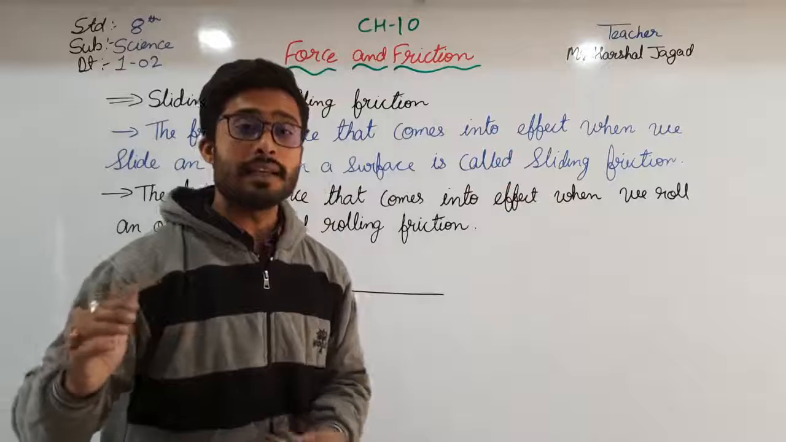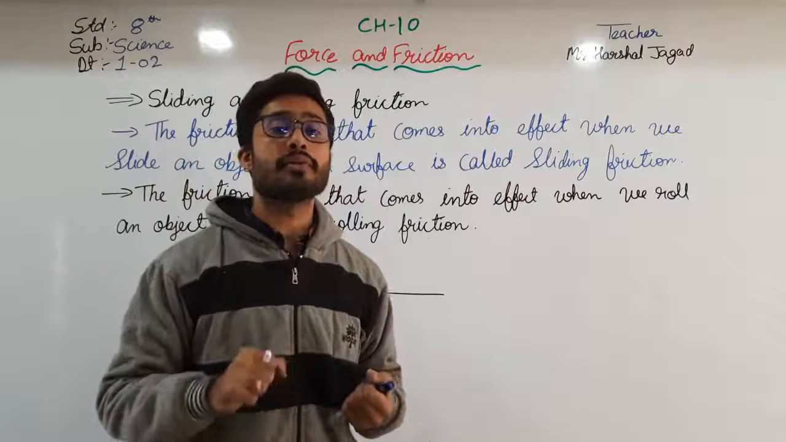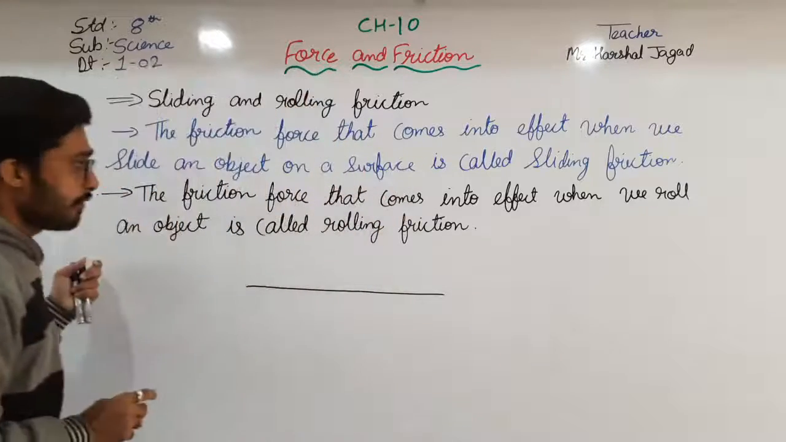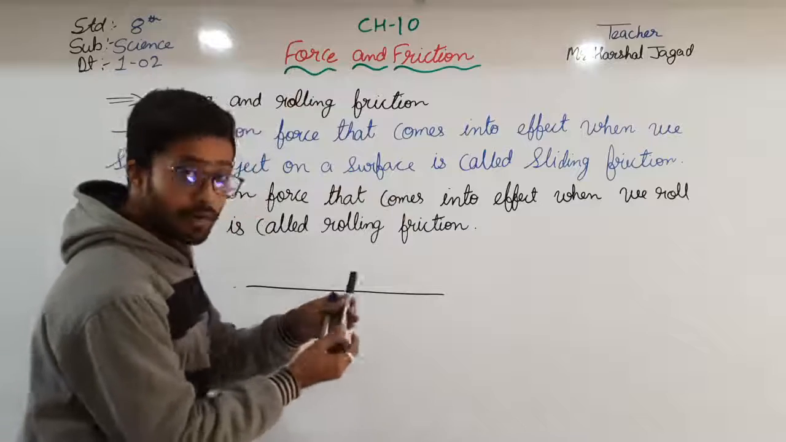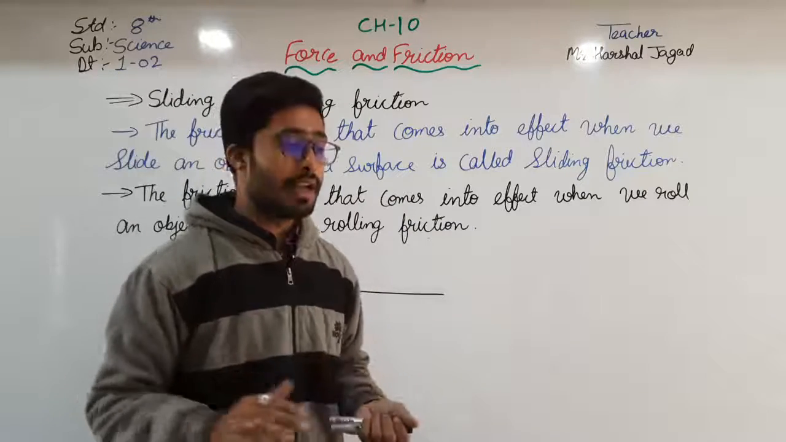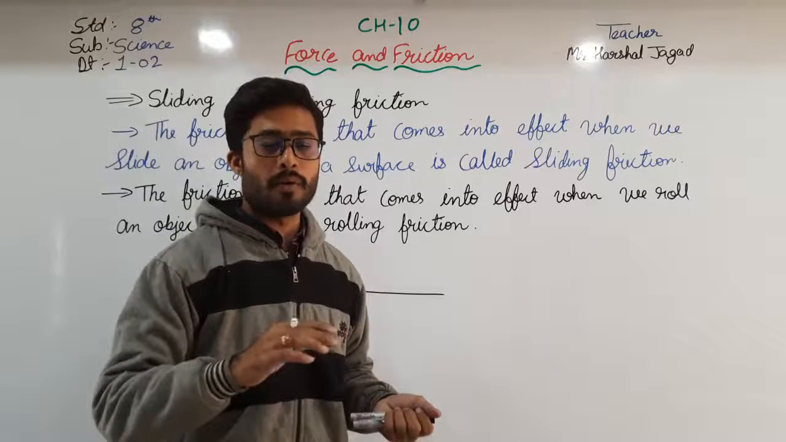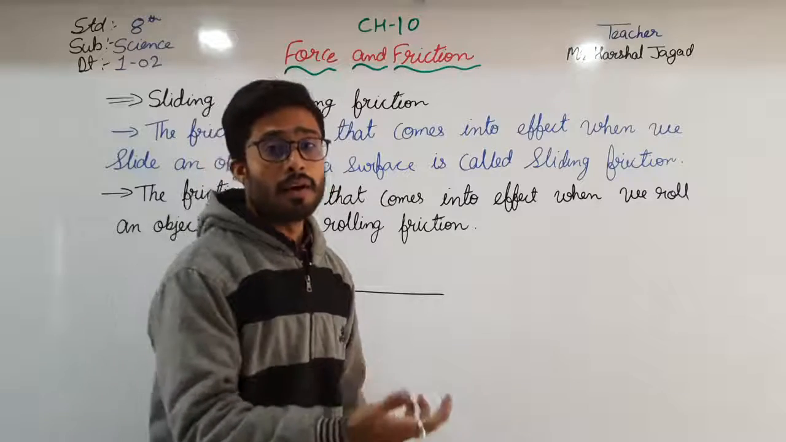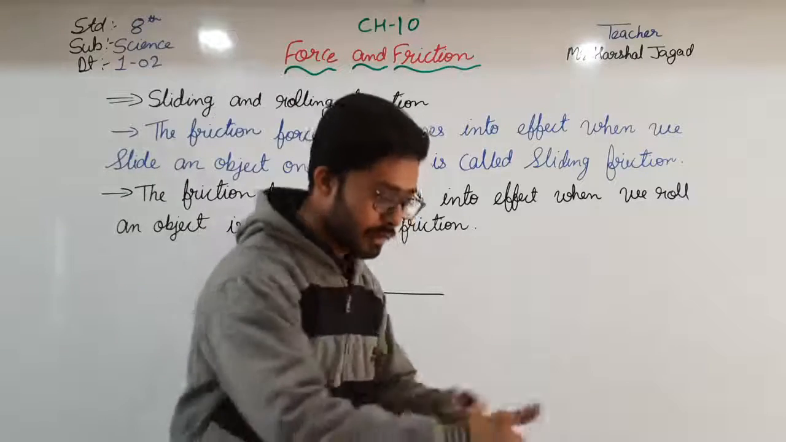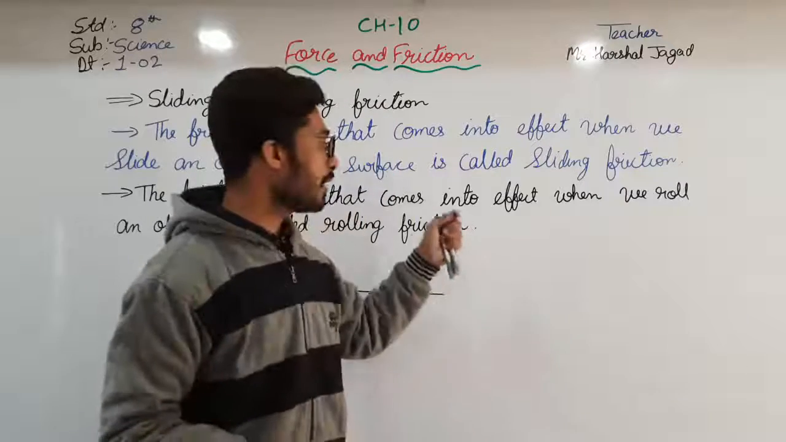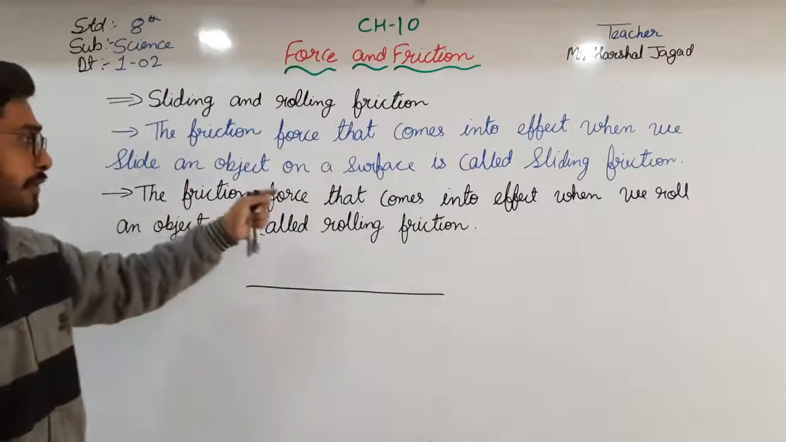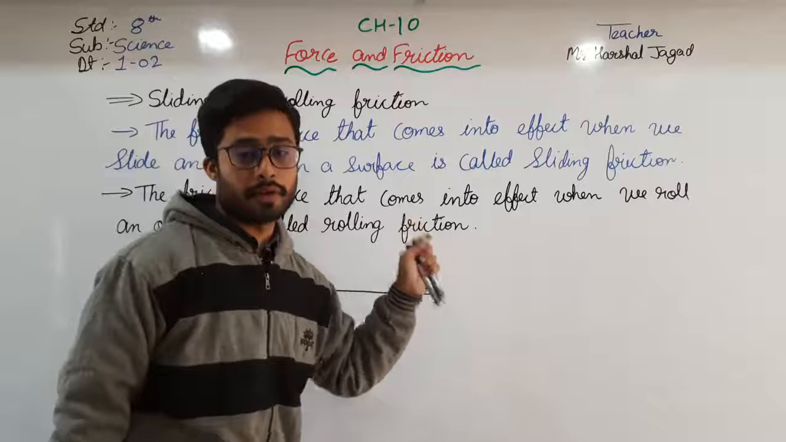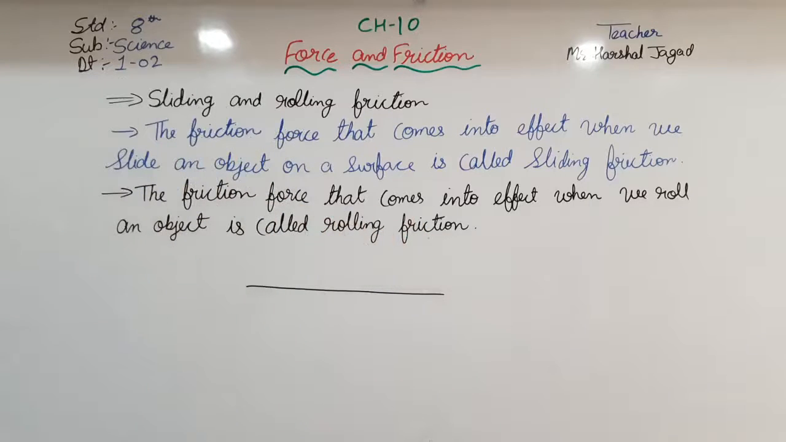Here we have seen the sliders. In Gujarati, the lasarbattis are the sliding frictions. And rolling friction is when we roll something. If there is a slope or a plane surface and I put a water bottle over it, then it will roll. So that is rolling friction. The friction force that comes into effect when we roll an object is called rolling friction. Here both the examples are given.